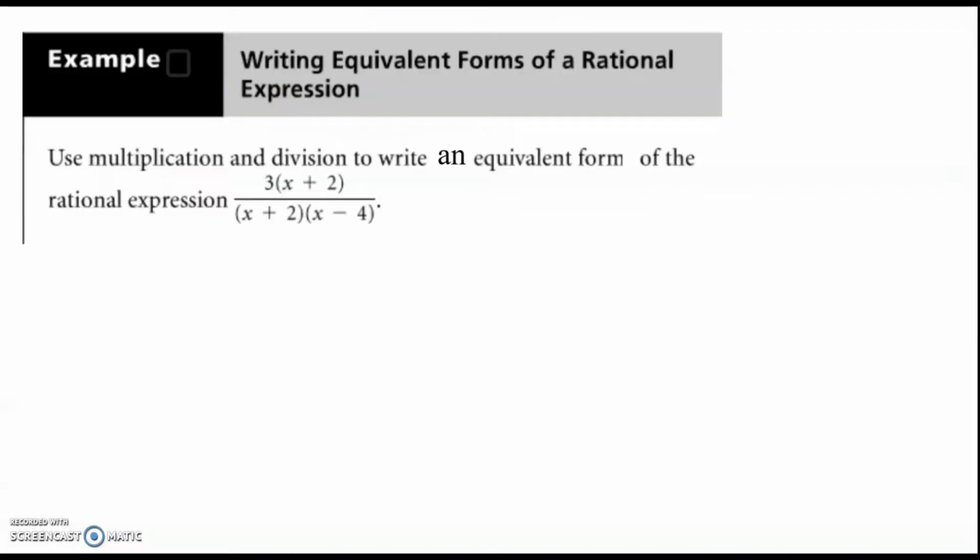All right, next slide, our first example. So this one, it just says we're going to use multiplication and division to write an equivalent form of this rational expression. So really, there's two things that can happen here. If we use division, we can divide out any common factors.